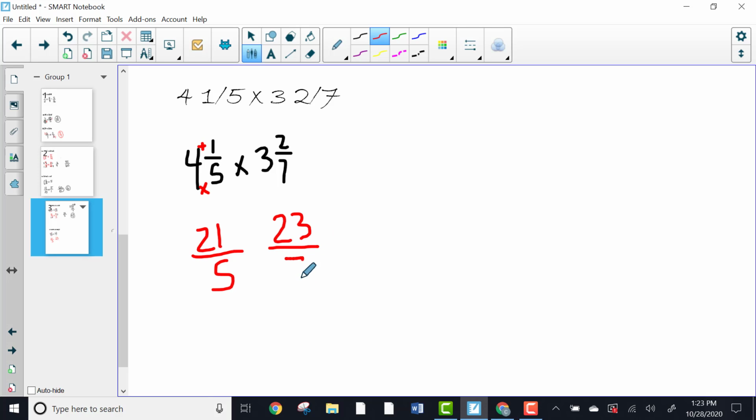Now, multiplying 21 times 23 can be a little tough. So that's why I like to cross simplify. I see my 21 and 7 that can both be divided by 7. So 7 divided by 7 will give me 1. 21 divided by 7 will give me 3. This is much easier now as I work with my numbers. So I have 3 times 23, that's going to give me 69. 5 times 1 is going to give me 5.